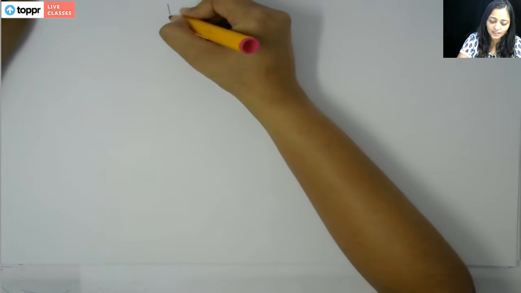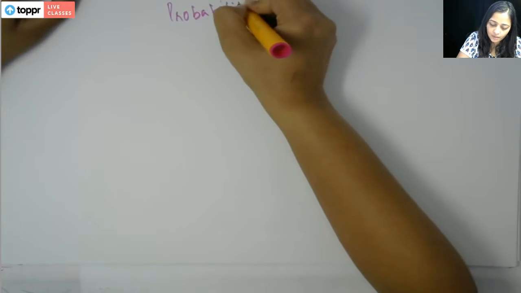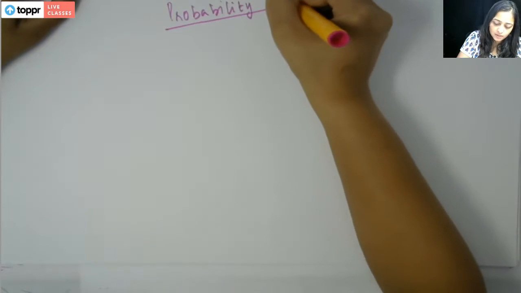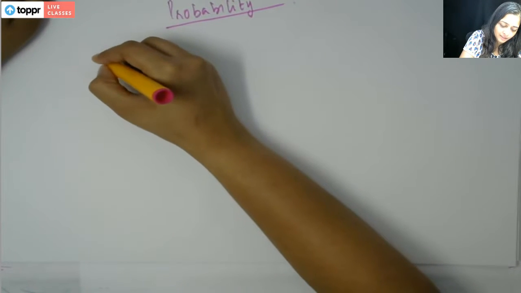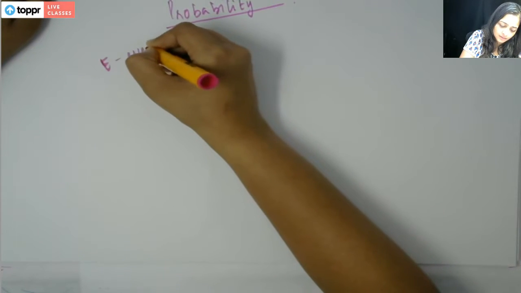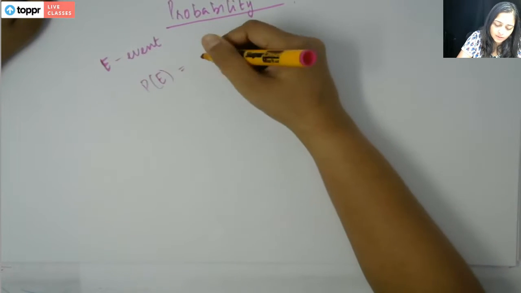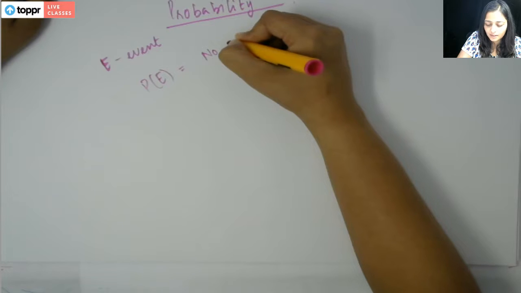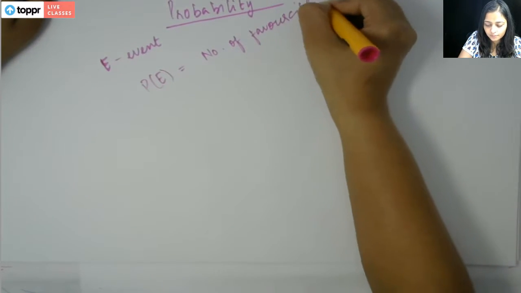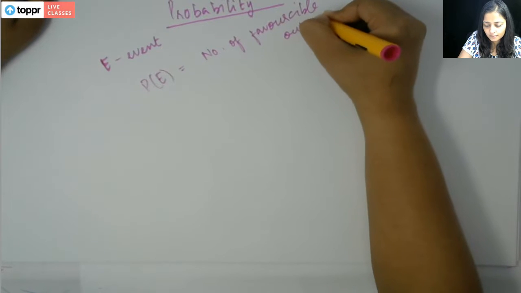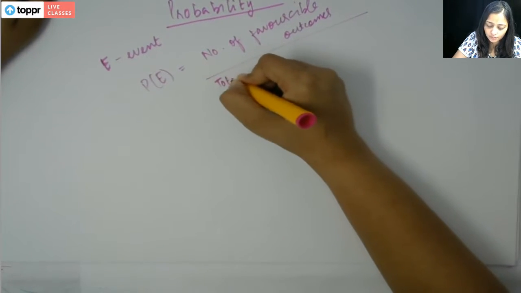Students, today's class is about probability. Let's say we have an event E. The probability of E is the number of favorable cases or outcomes divided by the total number of outcomes.